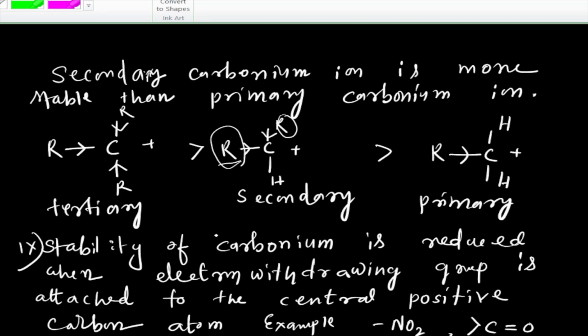But here, if an electron withdrawing group is attached, what is the meaning of electron withdrawing group? They will withdraw electrons from the carbonium ion. So what happens? They are attached to the central positive carbon atom. For example, NO2, C=O, keto group, carbonyl group, nitro group. These are called electron withdrawing groups.